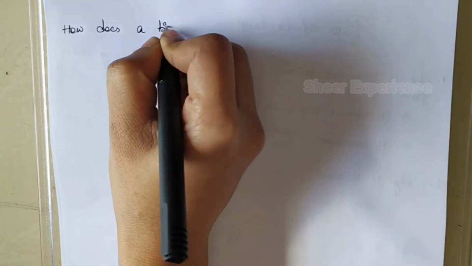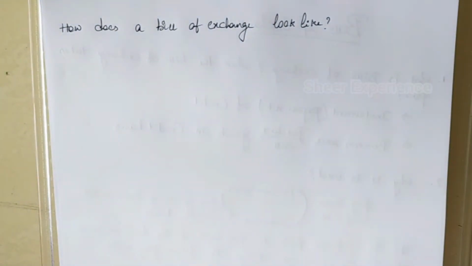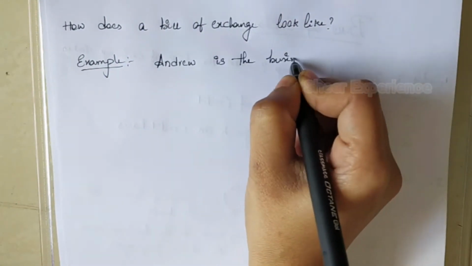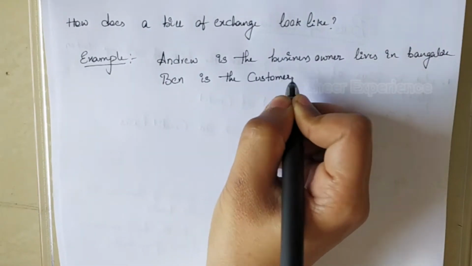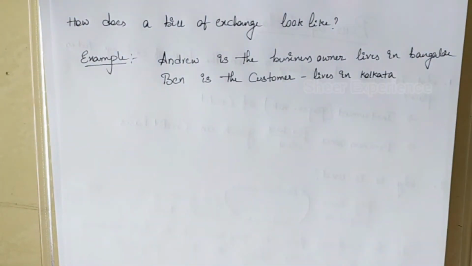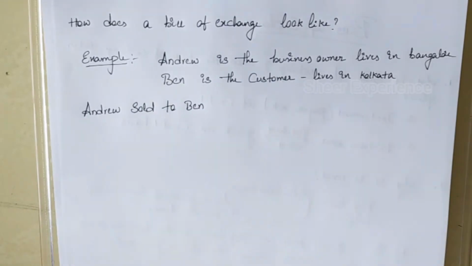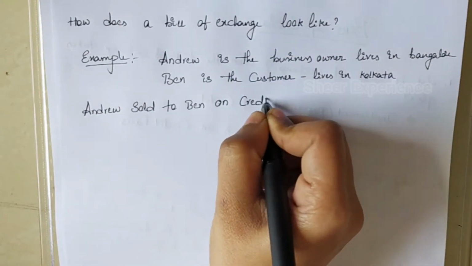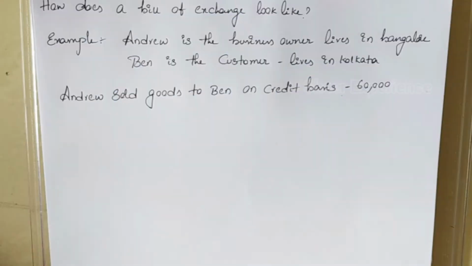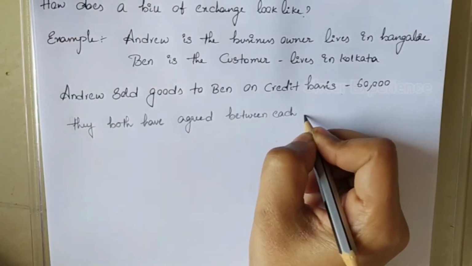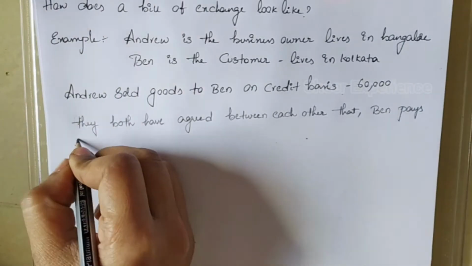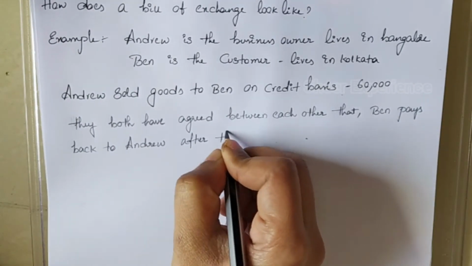Now we will see how a bills of exchange looks like. We will understand the bills of exchange with an example. Andrew is the business owner, lives in Bangalore, and Ben is a customer who lives in Kolkata. Andrew sold goods to Ben on credit basis worth 60,000. They both have agreed between each other that Ben is okay to pay back to Andrew after 3 months.